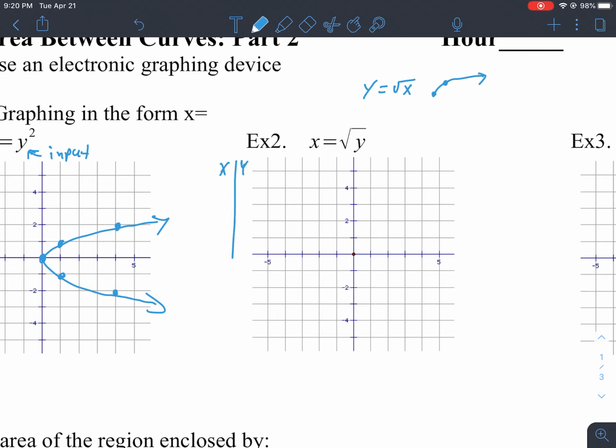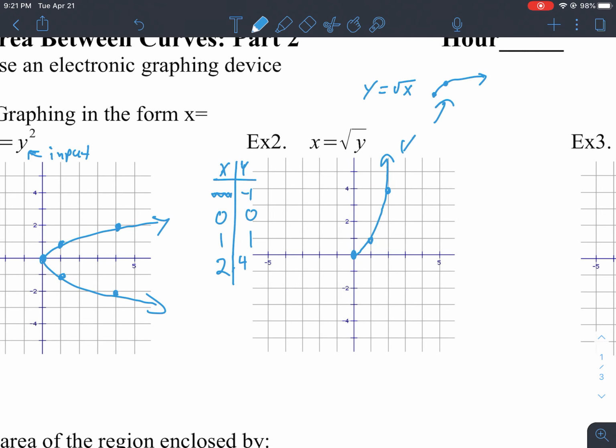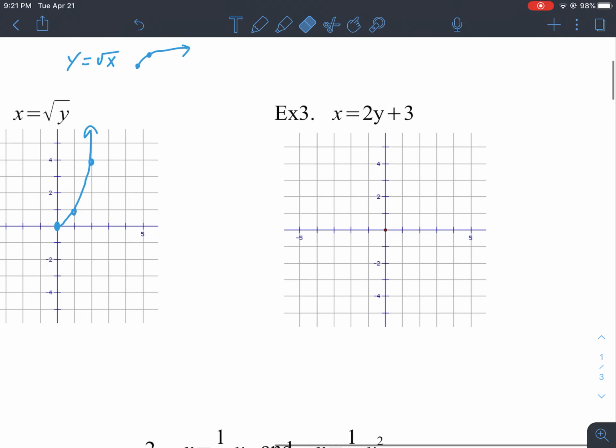Okay, we'll make a table. We'll pick stuff for y and see what we get for x. Let's pick -1. We can't take the square root of -1, so there's no answer. How about 0? Square root of 0 is 0. 1, square root of 1 is 1. Square root of 2, I don't know. Square root of 3, don't know. Square root of 4 is 2. So we get (0, 0), (1, 1), (2, 4). Holy cow. There's the square root graph. It's half of a parabola. Interesting.